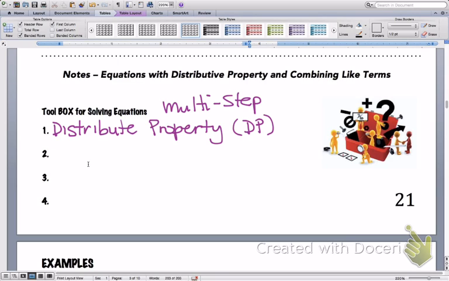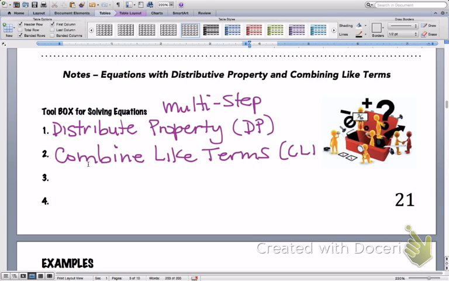Now, next thing we do is we always combine like terms. That's our second step, which is pretty much adding or subtracting, which comes after multiplying. And we'll abbreviate that with CLT. So again, distribute first, combine like terms. Once you've done these two steps, you, for the most part, will usually have a two-step equation after that.